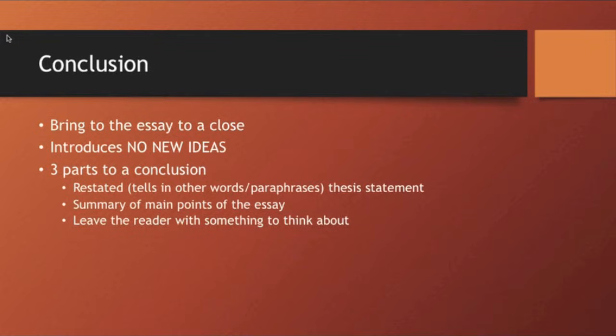The third part of an essay is a conclusion, and that conclusion will bring the essay to a close and introduces no new ideas. It's the end, not the beginning of something new. So there are 3 parts to a conclusion, just like there are 3 parts of an introduction. In fact, the conclusion and the introduction kind of mirror each other. So the first part is a restated thesis statement. Then you have a summary of main points of the essay, and then you leave the reader with something to think about. So 3 parts, and this is actually the order that you're going to put those 3 parts in.